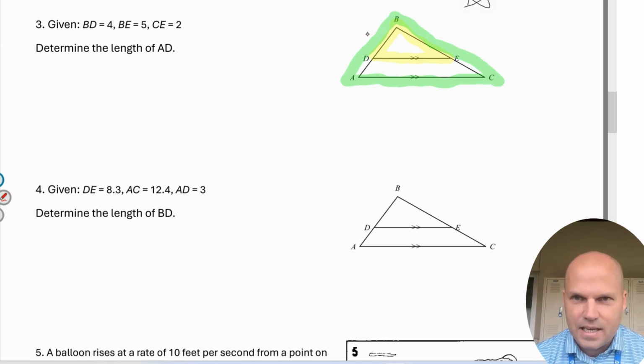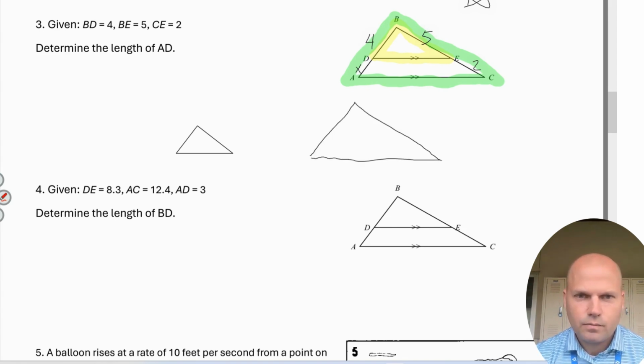We have BD is 4. We have BE is 5. We have CE, which is 2. Okay, cool. So like we labeled things and we're trying to determine the length of AD. So AD, I'm just going to say this is X. Well, what are the two triangles? What is the smaller triangle? And what is the bigger triangle? And what are the lengths? Well, we have the smaller triangle DBE, and then we have the bigger triangle ABC.